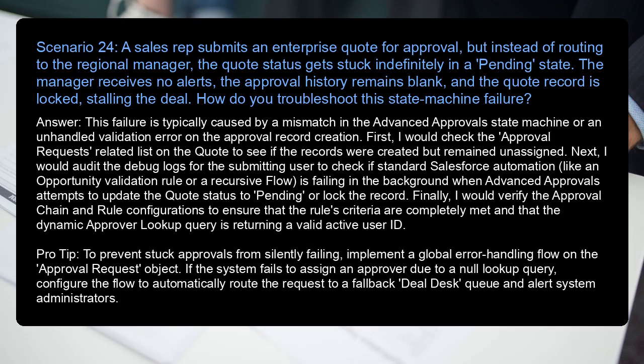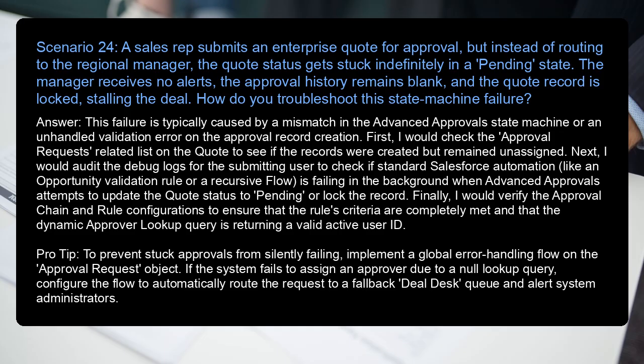Scenario 24. A sales rep submits an enterprise quote for approval, but instead of routing to the regional manager, the quote status gets stuck indefinitely in a pending state. The manager receives no alerts, the approval history remains blank, and the quote record is locked, stalling the deal. How do you troubleshoot this state machine failure?